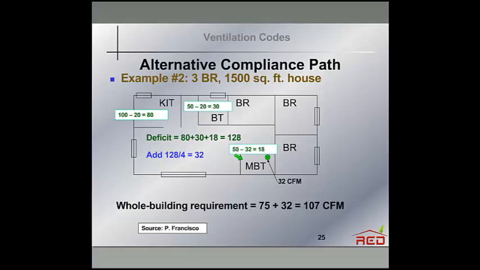There's no window in this bathroom, but if there were, the deficit would be eliminated. We'd have a 0 deficit. So we add the deficits together, 80, 30, and 18, giving us 118. Divide it by 4, giving us 32. And we add the 32 to the initial Q tot, giving us a 107 whole building ventilation rate minimum.